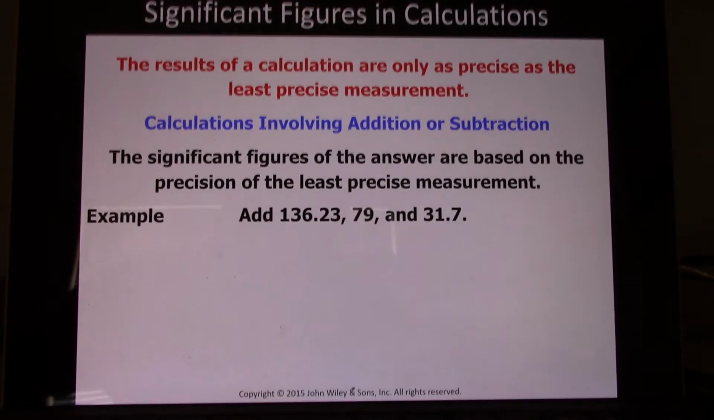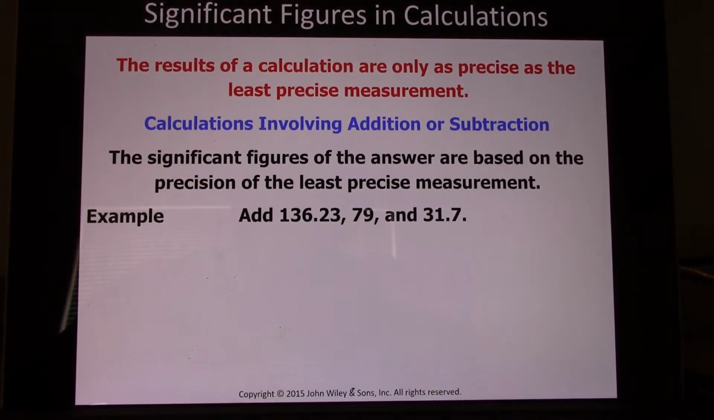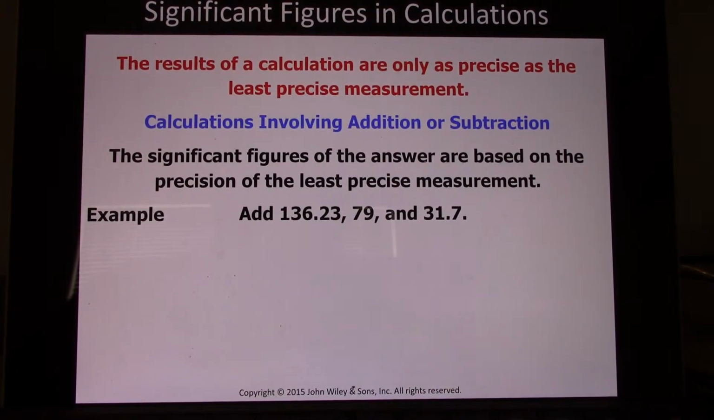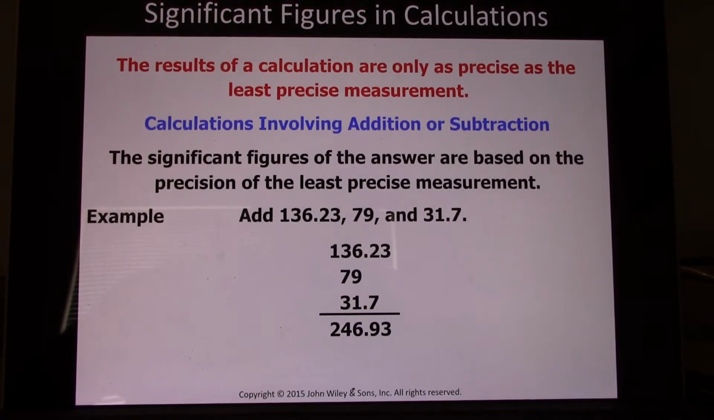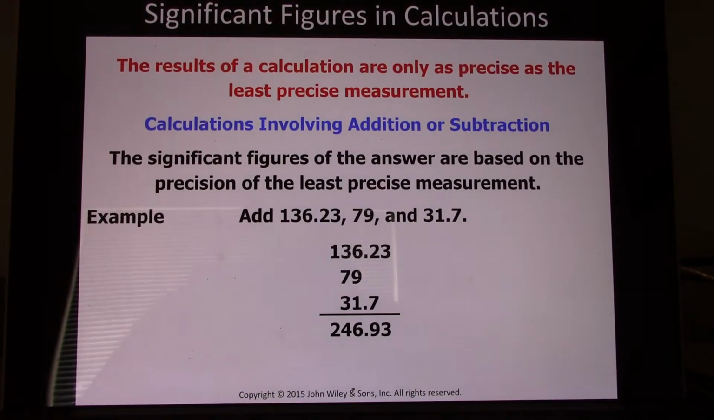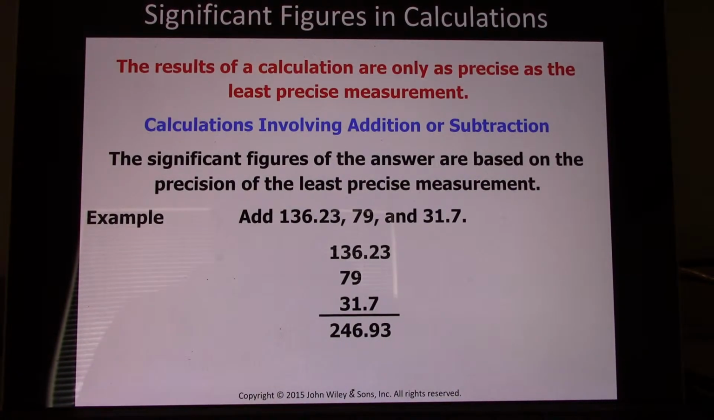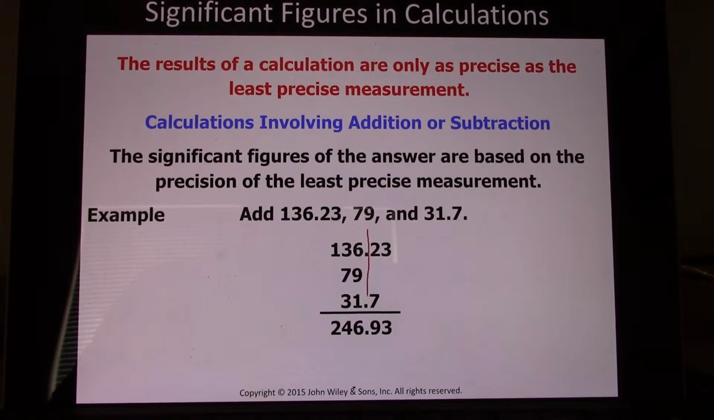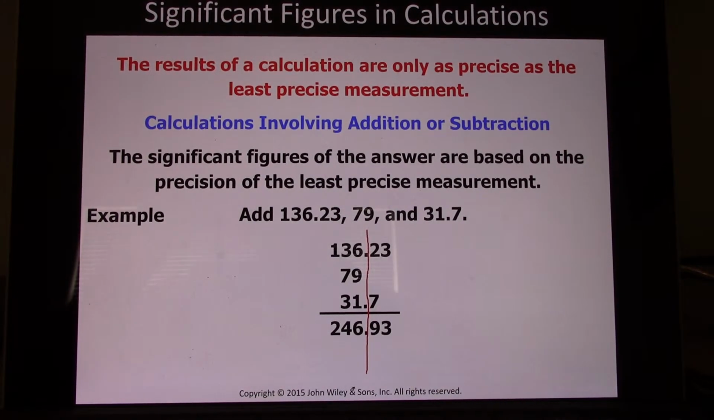In addition and subtraction, your answer will have the same precision as your least precise measurement. So our first number, 136.23, goes to the hundredths place. 79 goes to the ones place. 31.7 goes to the tenths place. Your least precise number is 79 because it's plus or minus 1. Again, in this class, every number is plus or minus 1 of its last digit.